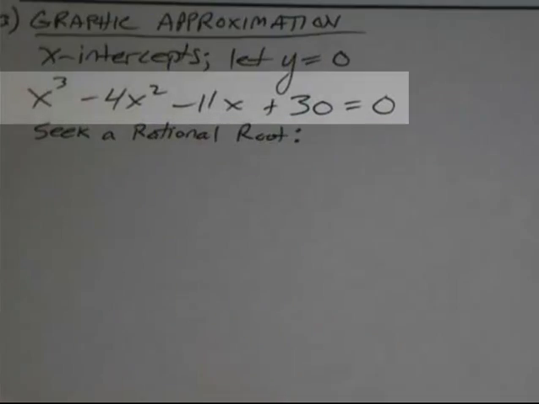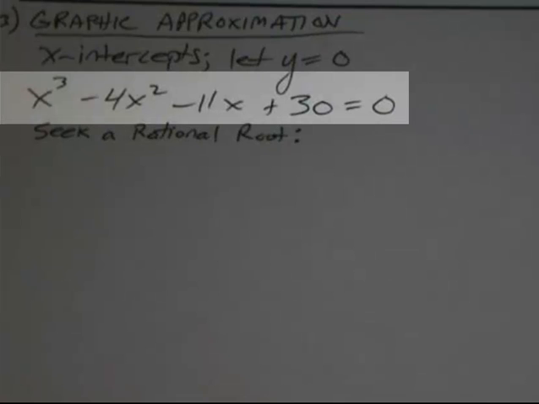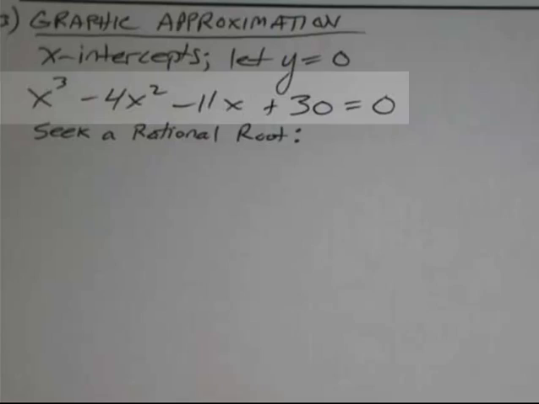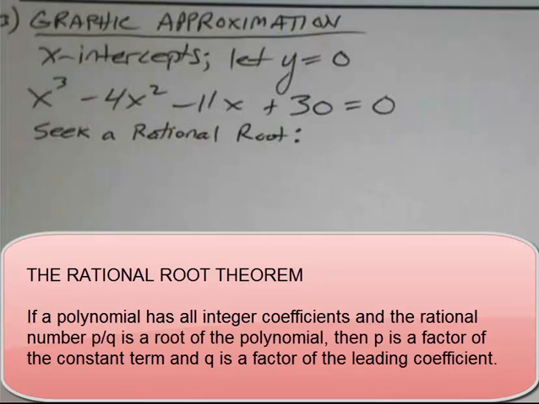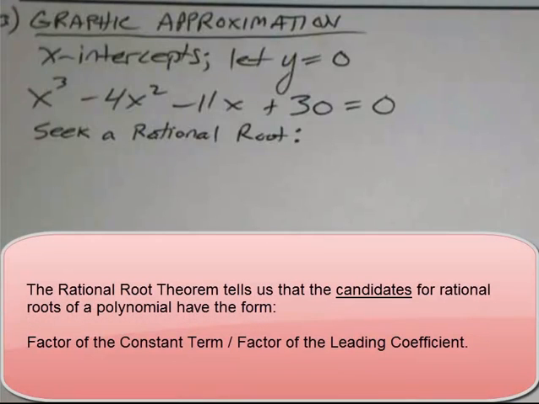Taking a close look at the left-hand polynomial, some good news is that the coefficients happen to all be integers. This means this polynomial satisfies the hypothesis of the rational root theorem. What's that? You may recall that the rational root theorem says that if a polynomial has all integer coefficients and a rational number, p over q, is a root of the polynomial, then p is a factor of the constant term and q is a factor of the leading coefficient. What does that mean in more practical terms?